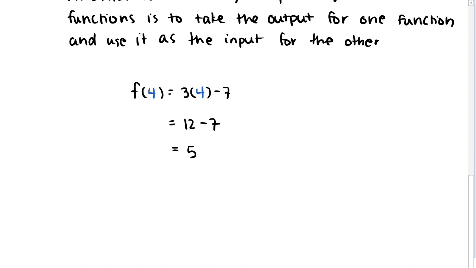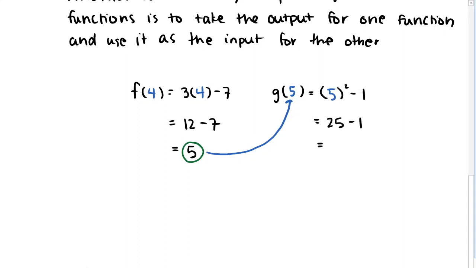So what I can imagine doing is taking the output of this function and plugging it into my other function. So here I can take this and plug it in to my g function, and what that function does is it squares the input and subtracts away 1, so we square 5 and subtract away 1, so that's 25 minus 1. The result is 24. And so this happens quite frequently, and we give this the name of composition.